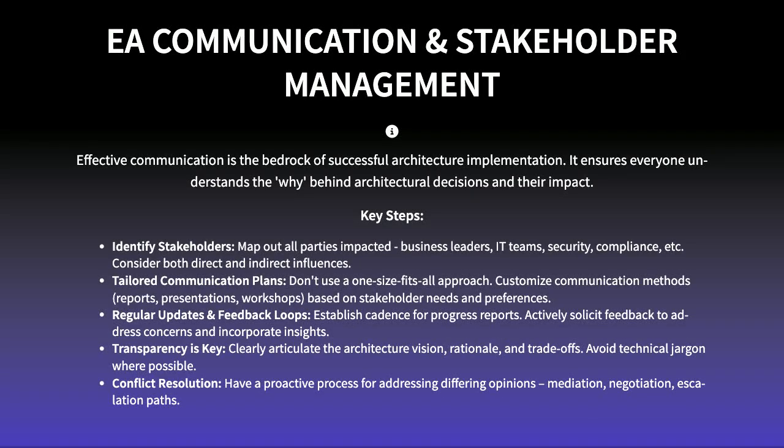Okay, let's talk about getting everyone on board with your IT architecture plans. Communication is absolutely critical here. First, you need to figure out who needs to know what. Map out all the stakeholders, from the top executives who want to see strategic alignment, all the way down to the IT teams who will be building and maintaining the system. Then, don't just send a generic email, create tailored communication plans for each group. A CEO might need a high-level summary, while developers need detailed technical specifications. Keep them updated regularly with progress reports, and most importantly, ask for their feedback.